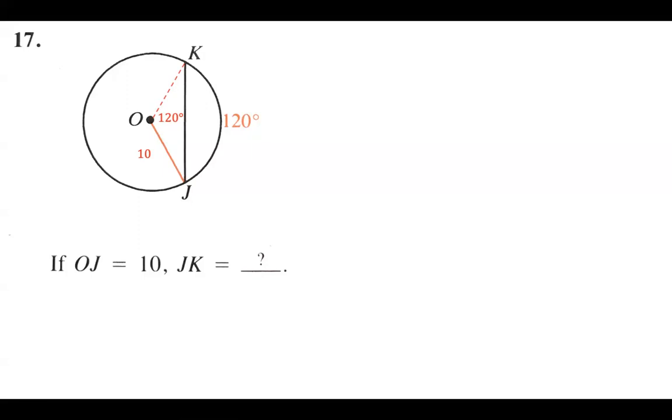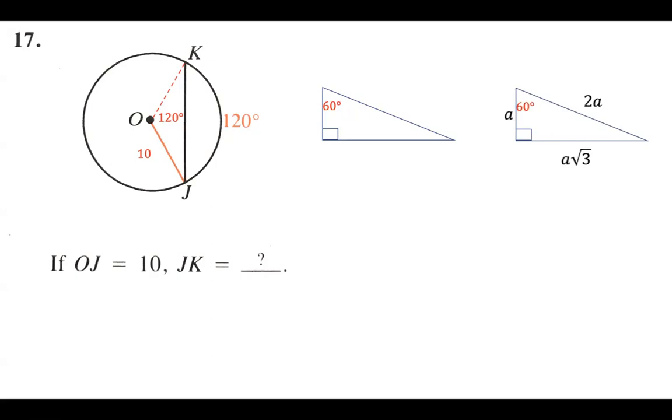Cut that isosceles triangle in half. So I turned it sideways. If I cut it in half, well, then 120 in half means that that angle right there is 60. Can you match those two triangles up? I just took that isosceles triangle OJK and cut it in half, left to right. Okay, so it's a 30, 60, 90. On a generic 30, 60, 90, the one on the right there, the short leg is A, the hypotenuse is 2A, and the long leg is A root 3.